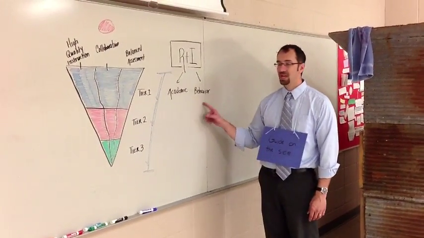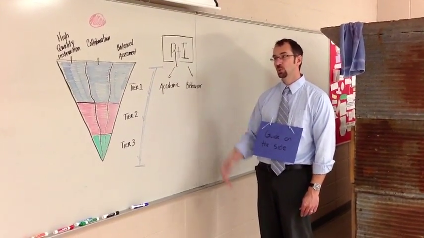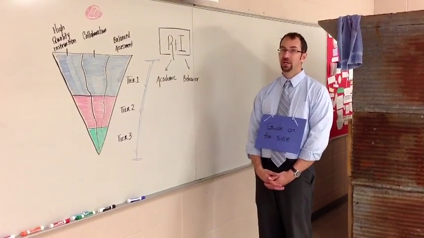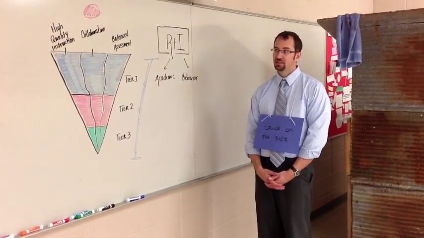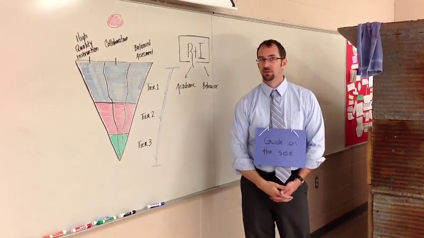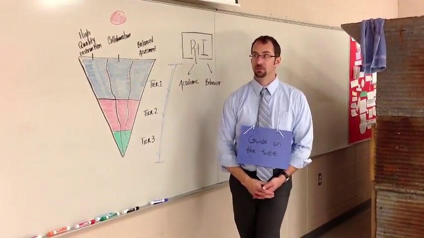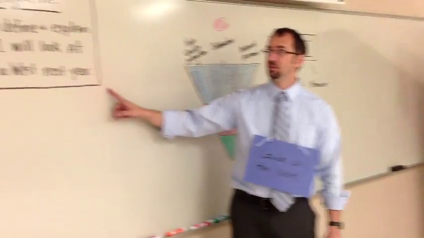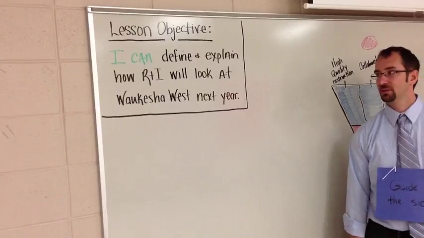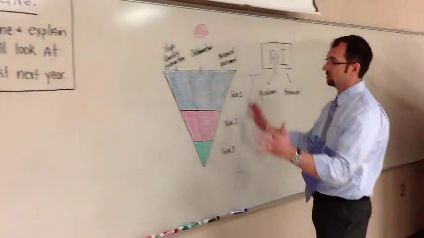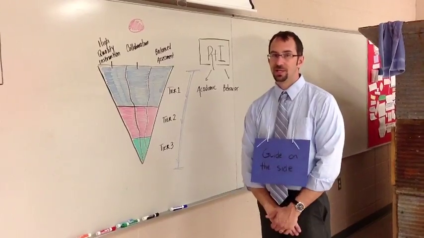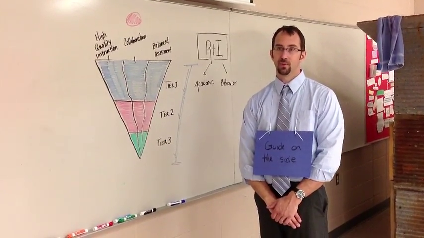I'm just going to mention behavior because we're beginning to explore what positive behavior intervention supports look like, also known as PBIS. More will be coming on that, but that's really a Tier 1 activity that hopefully we'll be rolling out next year. Now I'm going to go back and refer you to the lesson objective. We want to define and explain what RtI will look like at West next year. So you have a picture of what the RtI theory is. And in the next segment, you're going to see what RtI application can look like here at West.